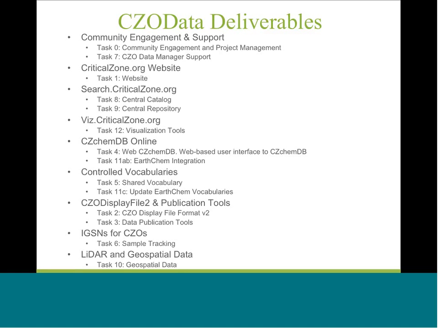We've organized our tasks around these major deliverables, and we're going to go through each of these and describe what we've done. So we've grouped them by engagement and support, which had two of the tasks that were in the original proposal addendum: the criticalzone.org website, search.criticalzone.org, viz.criticalzone.org, CZChemDB online, control vocabularies, CZO display file 2, and publication tools, IGSNs for CZO, and then LiDAR and geospatial data.